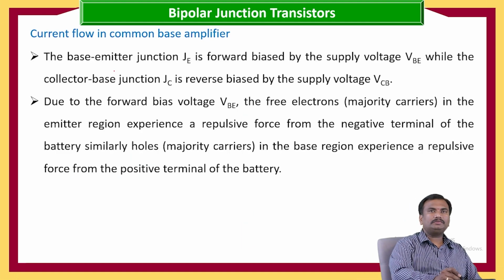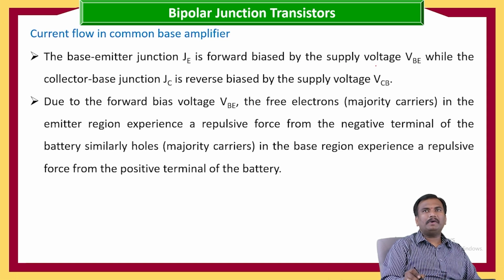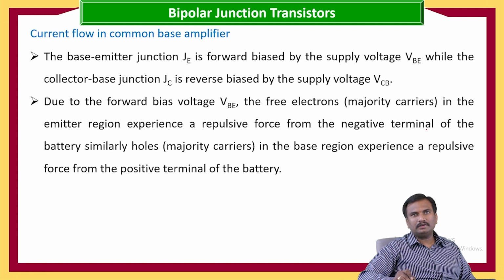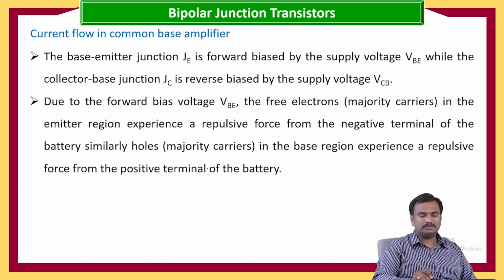Here the current flows: the base to emitter junction is forward biased by the supply voltage VBE, while the collector junction JC is reverse biased by the supply voltage VCB. Due to the forward bias voltage VBE, the free electrons in the emitter region experience a repulsive force from the negative terminal of the battery.